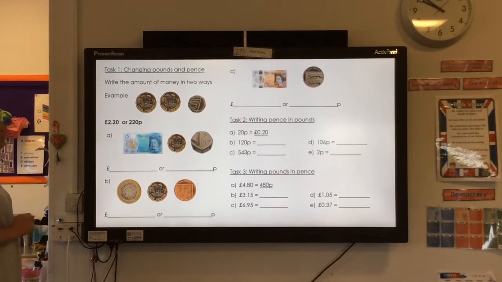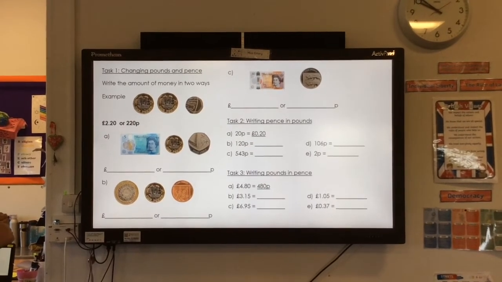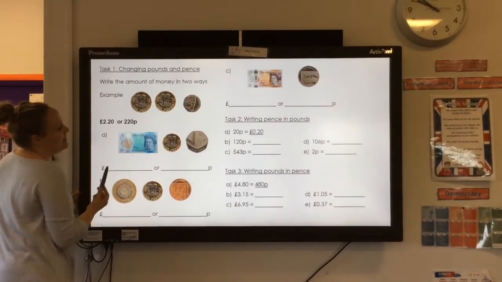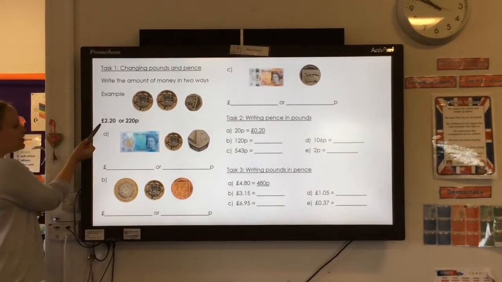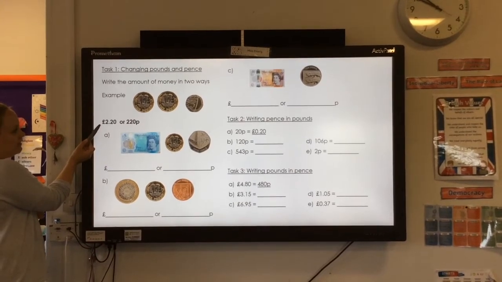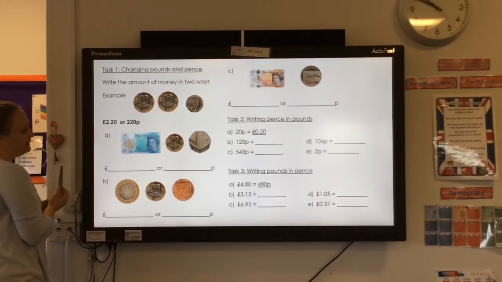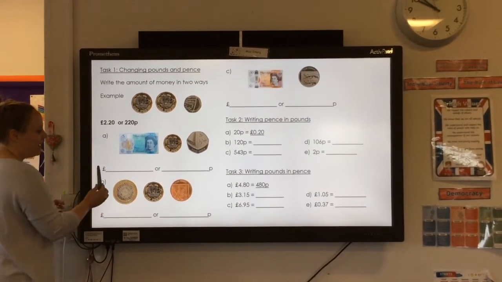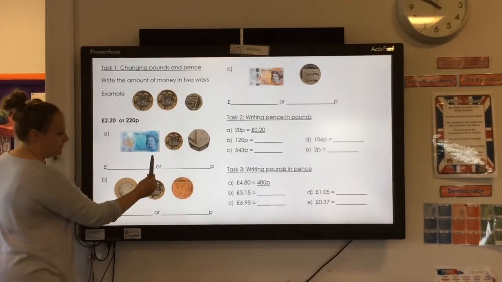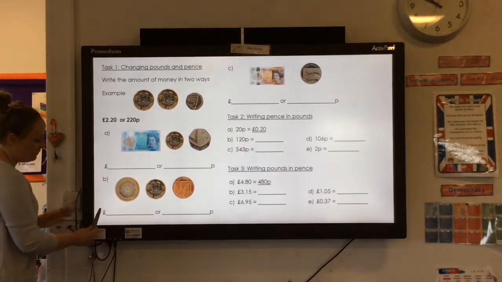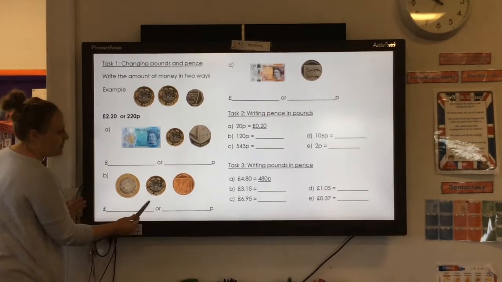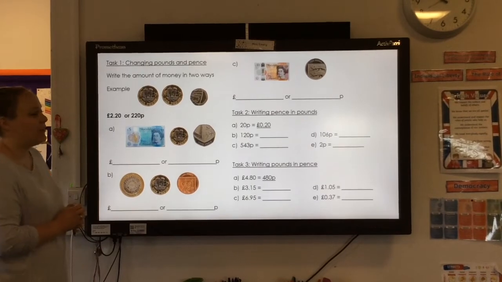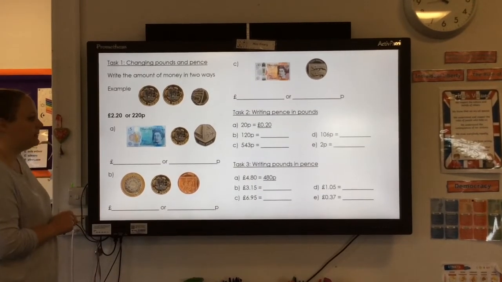So this is your task for today. You have to write the amount of money in 2 ways. So for example, here I've got £2 coins and a 20p coin. That could be written as £2 and 20p or 220 pence. So I need you to look at the coins that are here and the note and write that as pounds and as pence. Look at the coins you've got here. Write that as pounds and as pence. And finally, the last one up there, look at the note and coins you've got there. Have a go at writing that as pounds and as pence.